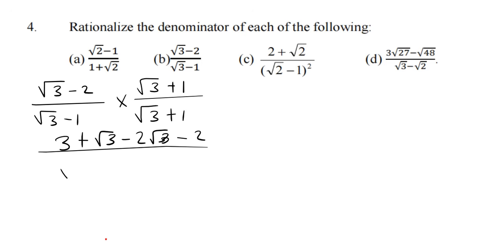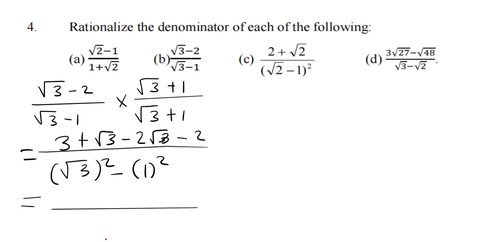So I'm going to have root 3. I square this one. I put my minus, and I put my 1, and I square it. So basically, we're still going to get the same answer. Now on top, if I solve, what do I have in common? I've got a 3 and a negative 2. 3 minus 2 will give us a 1.